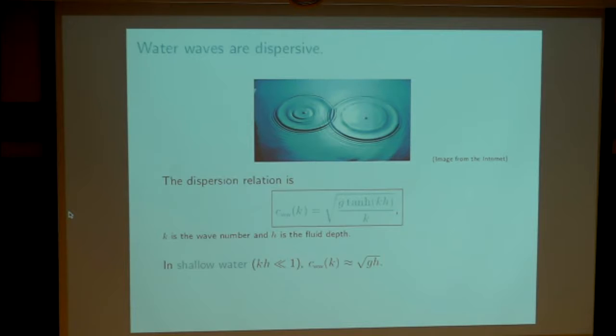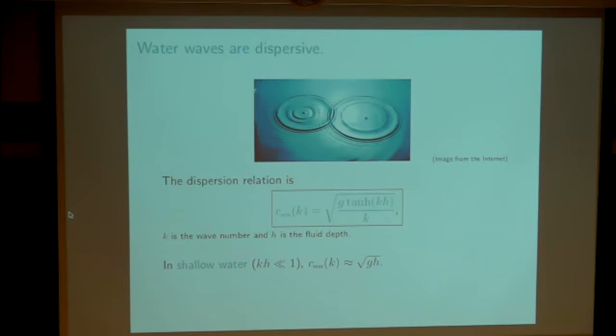Dispersion means that waves with different frequencies propagate at different velocities. Water waves are dispersive, and this is a fact you can easily experiment with. If you throw a little stone into a quiet lake or a bathtub filled with water, then you will see rings of waves propagate out, like in this photo. And rings of different radii, therefore different periods and different frequencies, they travel with different velocities so that these waves get sorted out by their frequencies.